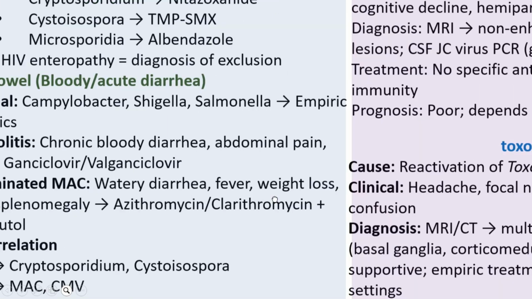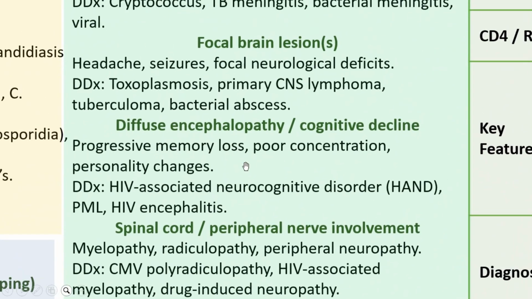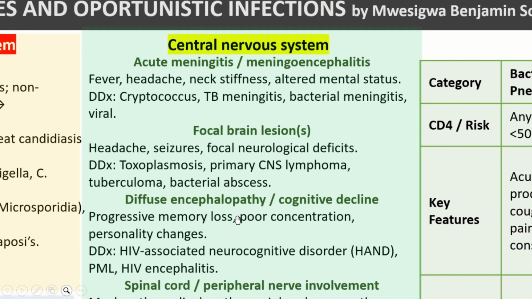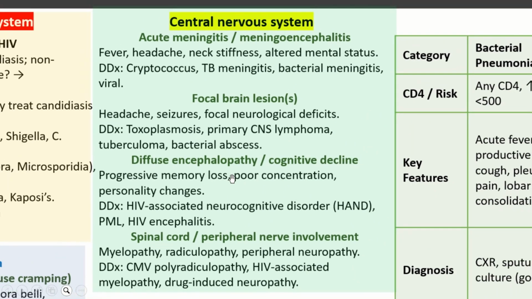So from the GI system, we're going to look now at the central nervous system. And when we look at the central nervous system, I like to approach it in 4 ways. I want to look at features of acute meningitis, if they are present. I want to see if they have features of a focal brain lesion or a diffuse encephalopathy, which can also be paired with a cognitive decline. Then we want to see the spinal cord and peripheral nerve involvement.